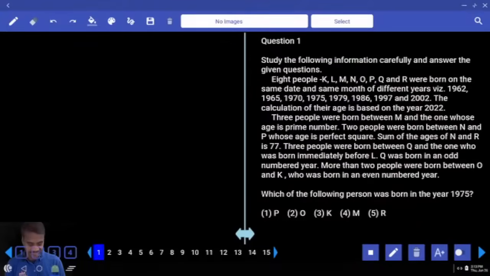No, paper number 20. IBPS Clerk, paper number 20.